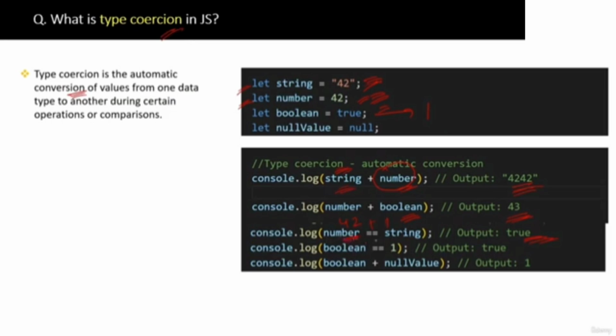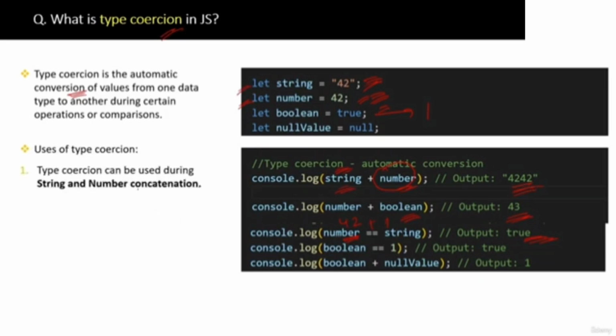Now the question is, what are the uses of type coercion in real applications? The first use is, type coercion can be used during string and number concatenation. Second, type coercion can be used while using comparison operators. That's it.